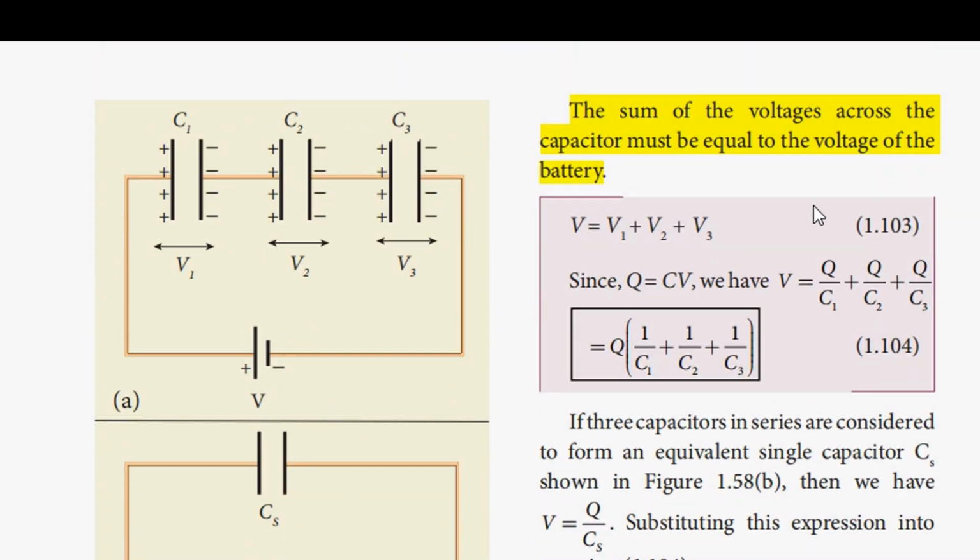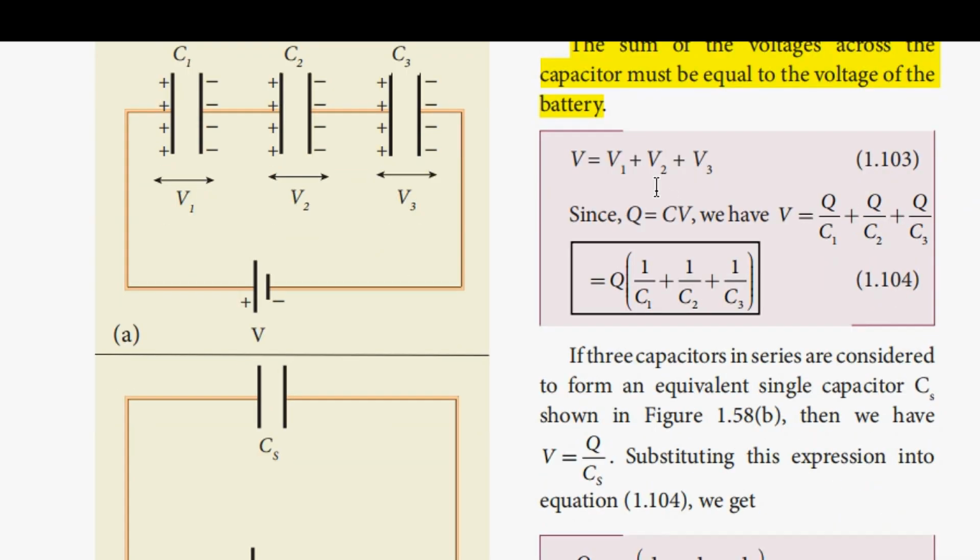So from this it is noted that the sum of the voltages across the capacitors must be equal to the voltage of the battery. So V is given by V1 plus V2 plus V3. And since Q is equal to CV, we have V equal to Q by C1 plus Q by C2 plus Q by C3. That's given by Q, as this Q is common, that is the charge present in the capacitors, Q into 1 by C1 plus 1 by C2 plus 1 by C3.